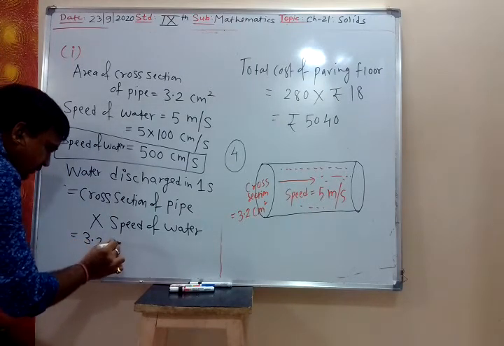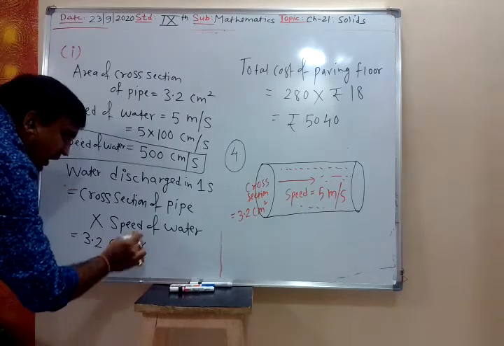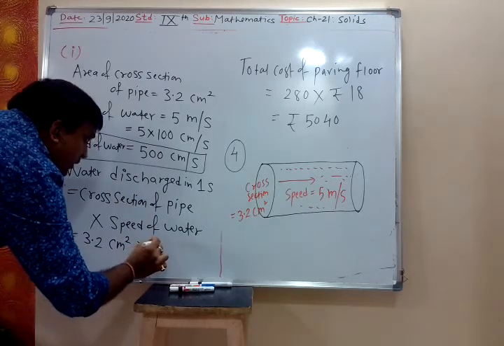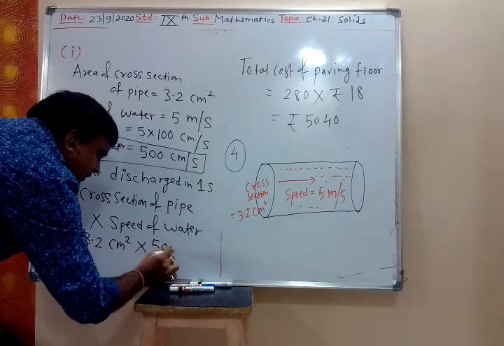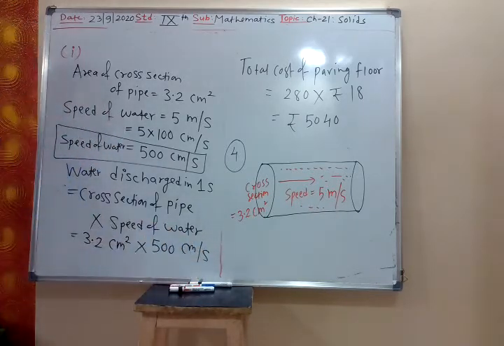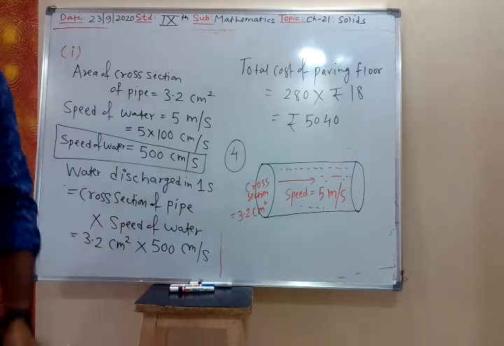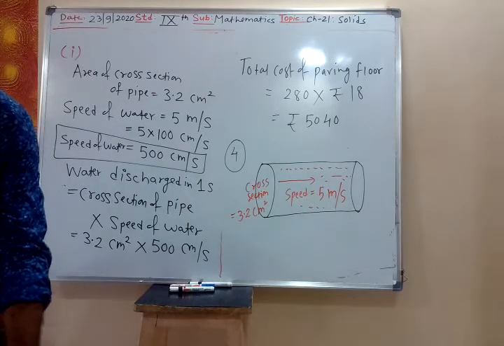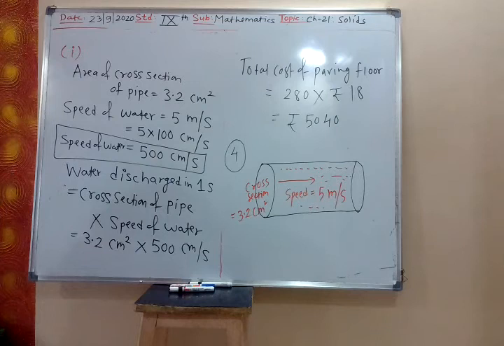3.2 centimeter square. We'll see now. Into 500 centimeter per second. Yes. So multiply 3.2 into 500. Multiply, 1600.